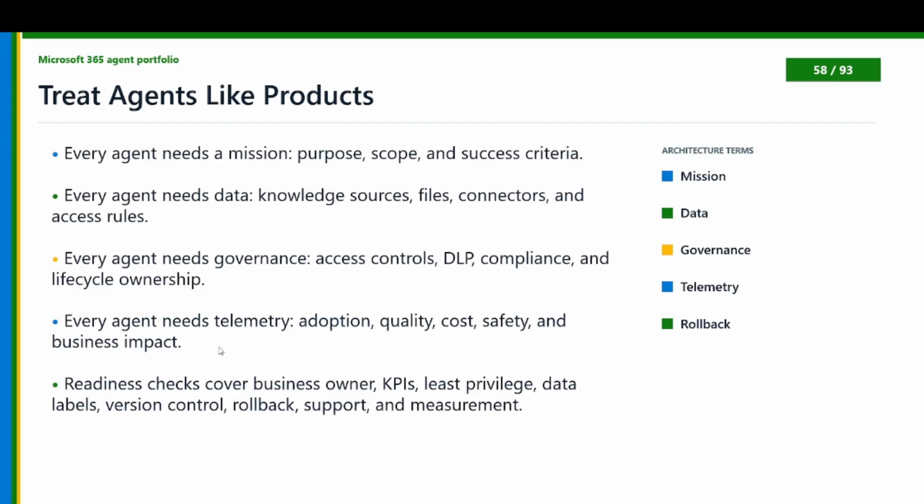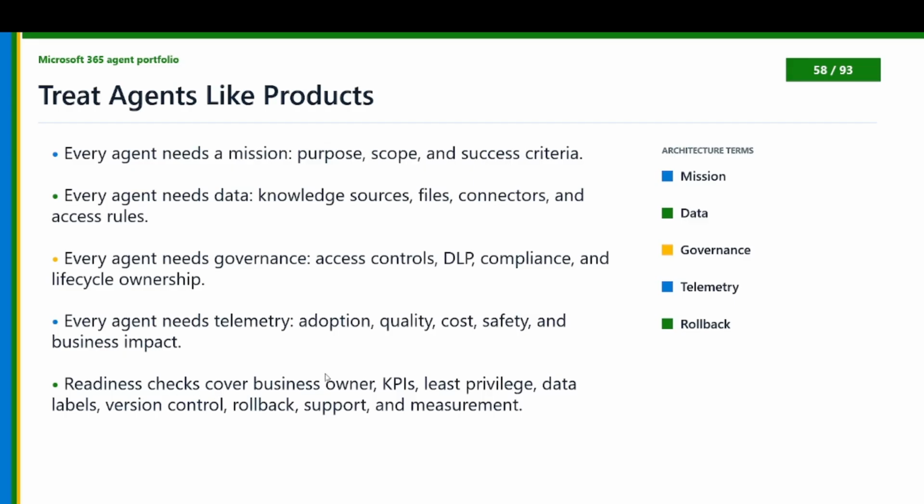Every agent needs telemetry. Telemetry is collecting observability metrics and visualizing them. This improves adoption, quality, cost, safety, and business impact. By collecting telemetry, you'll be driving secure adoption within the company, you'll see it improve the quality of the agent's work, you'll be able to monitor and track cost, and you ensure agent safety, thereby increasing business value and impact.